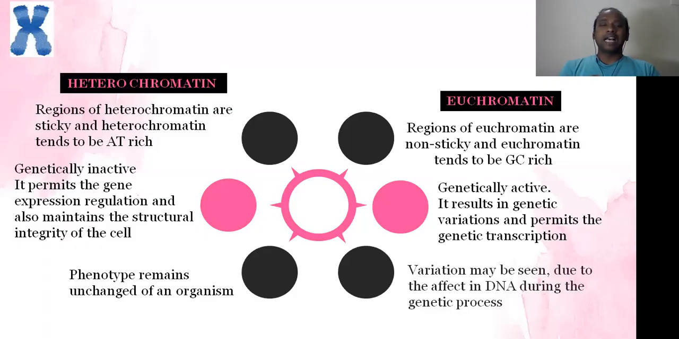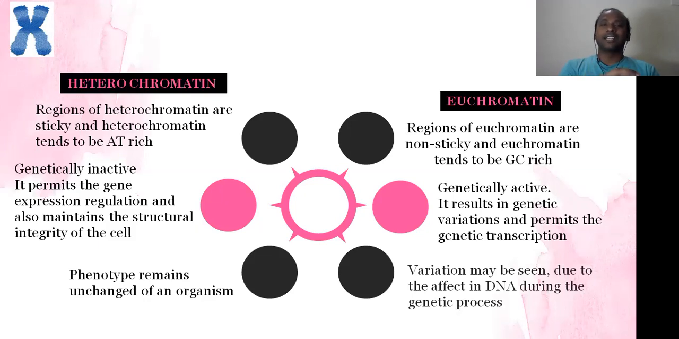And coming to the last point, the phenotype remains unchanged in an organism. Heterochromatin remains unchanged in any organism, whereas in euchromatin variation may be seen. That is due to an effect in the DNA during the genetic process, because there is a mutation, a change in the sequences that can lead to a change in this particular portion of euchromatin, but there is no change that can be present in the heterochromatin of an organism.